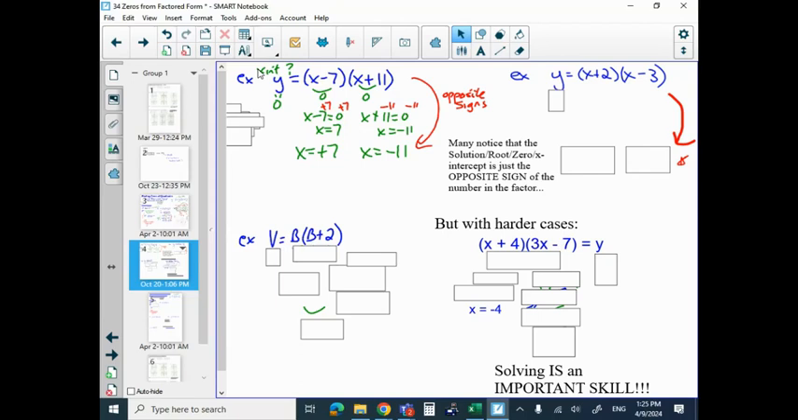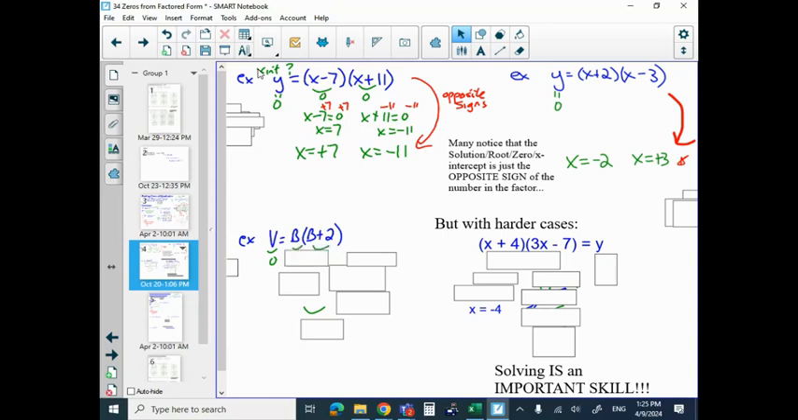Right, so many notice of course, the roots are just the opposite sign. Everybody should notice, really, but it's just the opposite sign. So from this one, we could jump right to saying, oh, it's going to be a minus 2 and a plus 3. Okay.